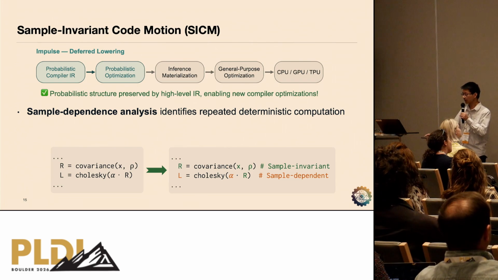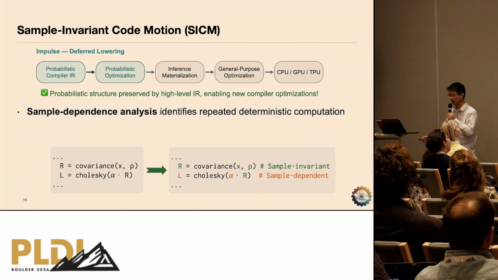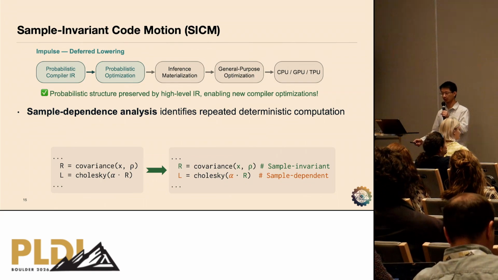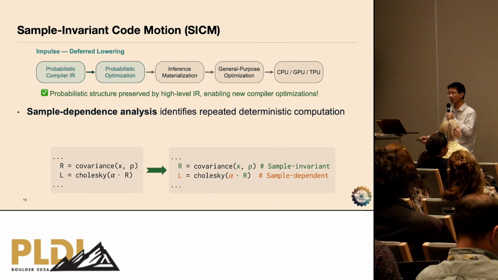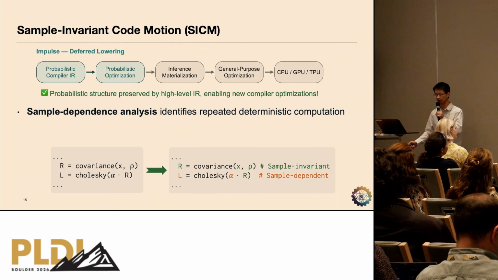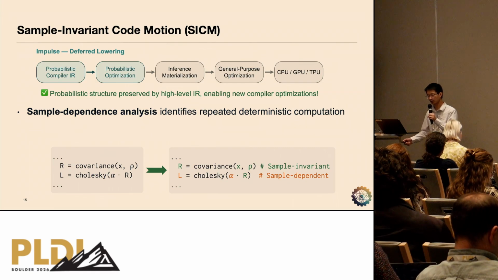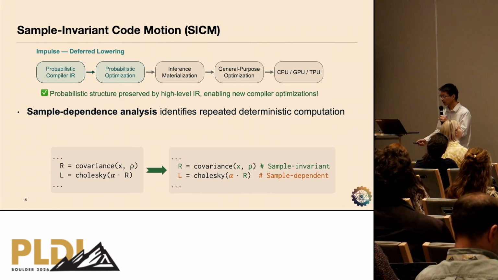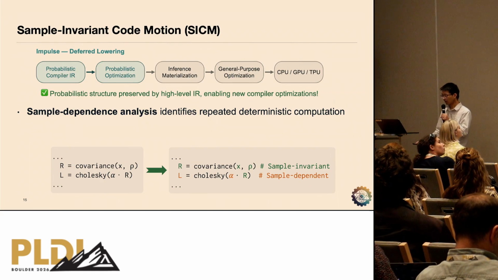One such novel probabilistic optimization is Sample-Invariant Code Motion that addresses exactly the redundancy we showed in the earlier example. One can first do sample dependence analysis automatically within the compiler to identify such repeated deterministic computation by statically analyzing the code, seeing that this Cholesky is taking a sampled parameter that's loop variant and a matrix that's loop invariant.